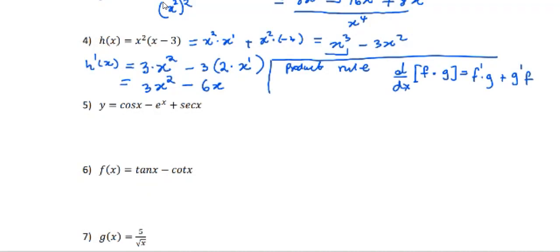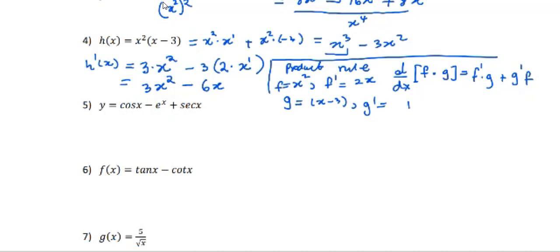In this case, our f is equal to x squared, and the derivative of f is equal to 2x. And then our g is equal to x minus 3, and the derivative of g is equal to just 1.